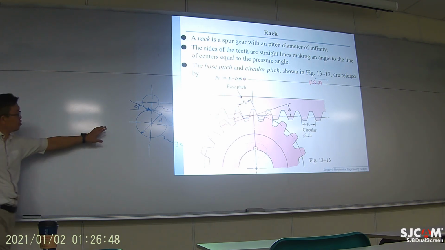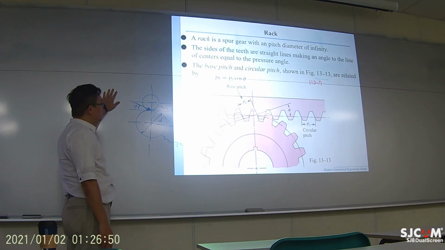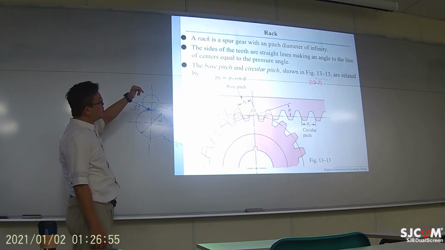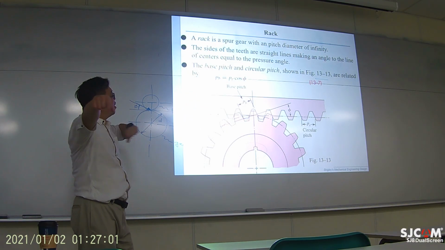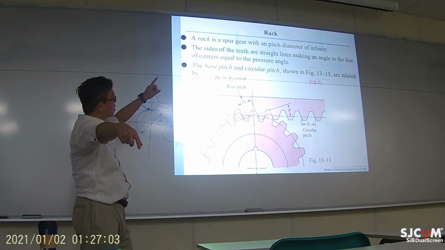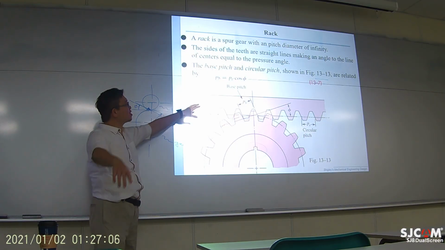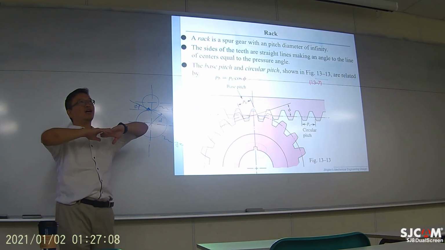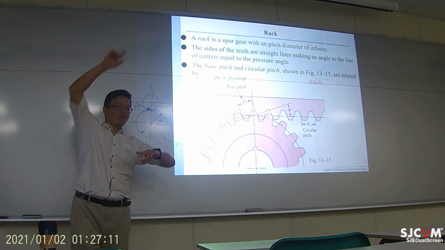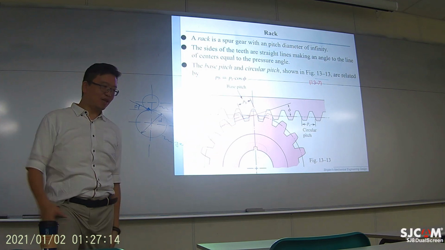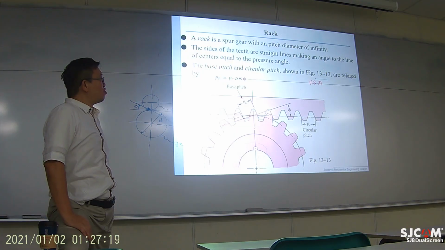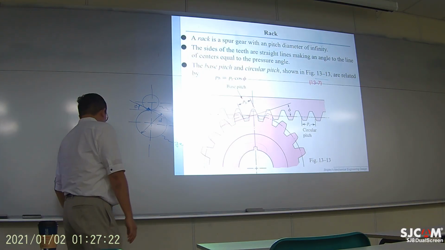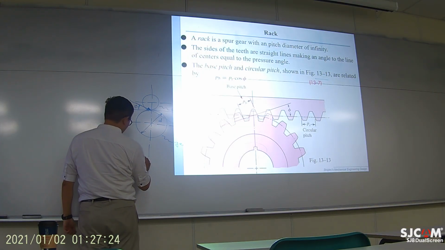Earlier we mentioned you have two spur gears mating with each other. The big one is called gear, the small one is called pinion. Now, when you have a linear gear, it's called a rack. What is a rack? It's basically a gear with an infinitely large radius. That is a linear gear, and that is called a rack. So often we will say rack and pinion.